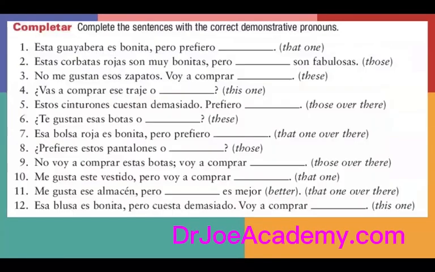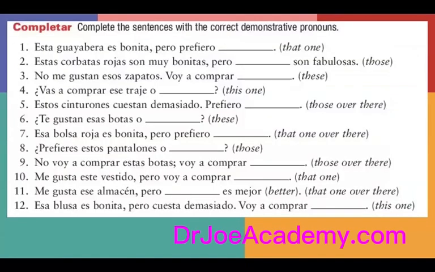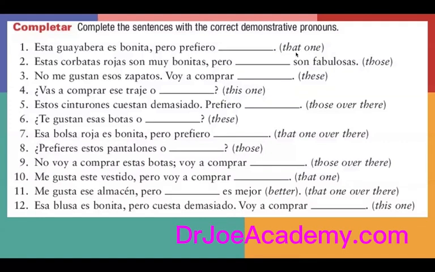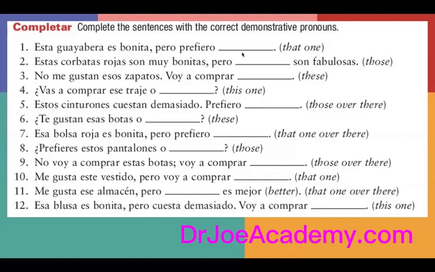What we have to figure out is whether we use masculine or feminine, or singular and plural. So what we see here is that it is going to be singular because it's that one. So we understood it to be esa or ese. Now we need to figure out when it's going to be masculine, when it's going to be feminine. So, esta guayabera es bonita, pero prefiero blank.